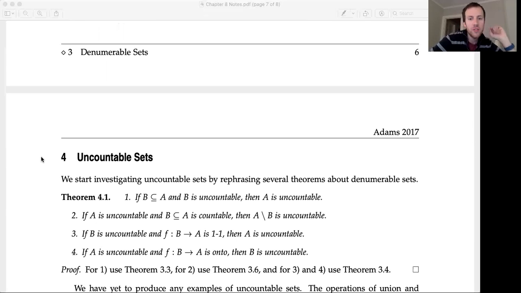So there are some rephrasings of some of the facts that we had established before. Really, all of these are essentially contrapositives of facts about countable sets. So if B is a subset of A and B is uncountable, then A is uncountable. This is the contrapositive of if you knew that A was countable, B would also be countable.